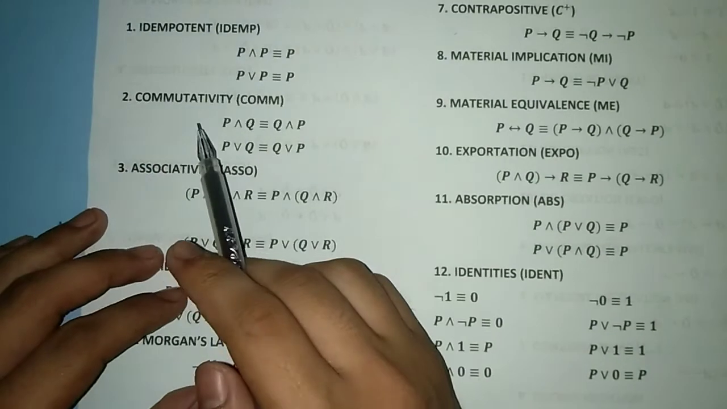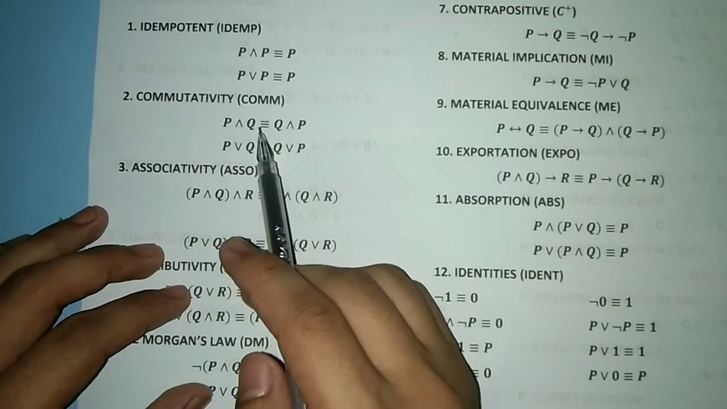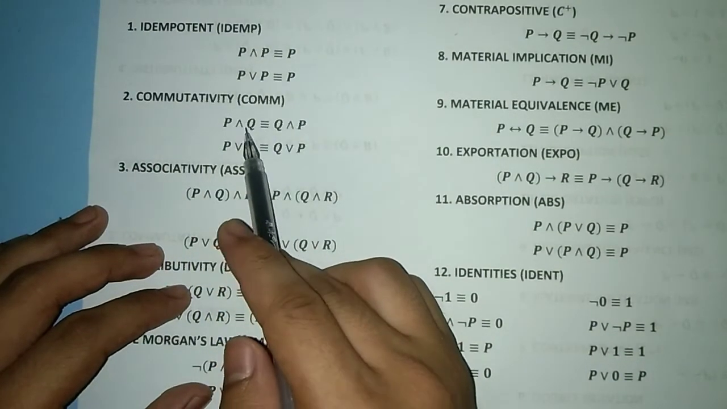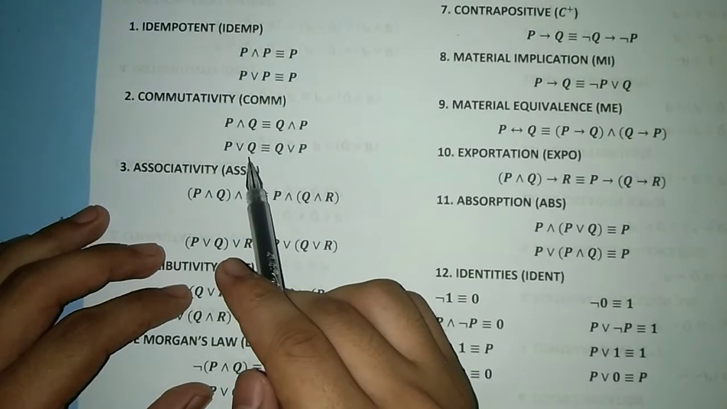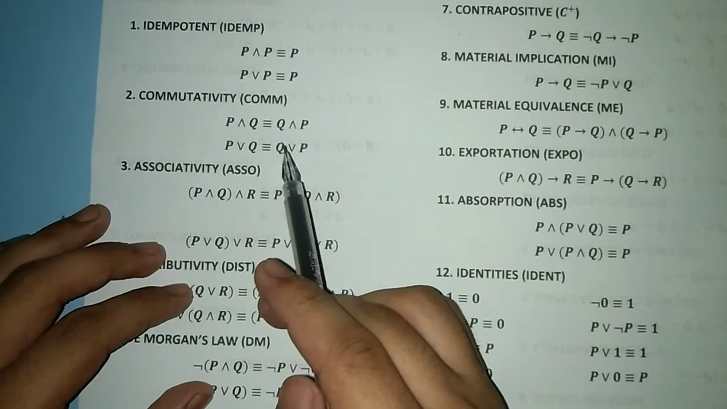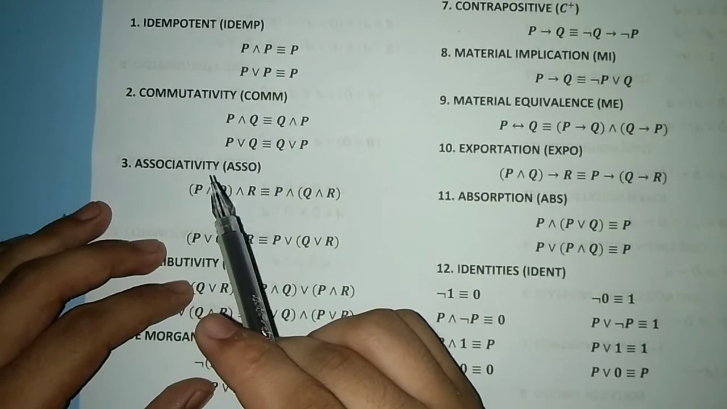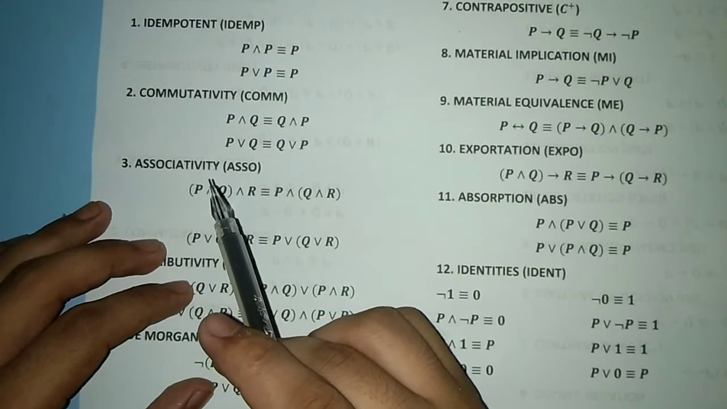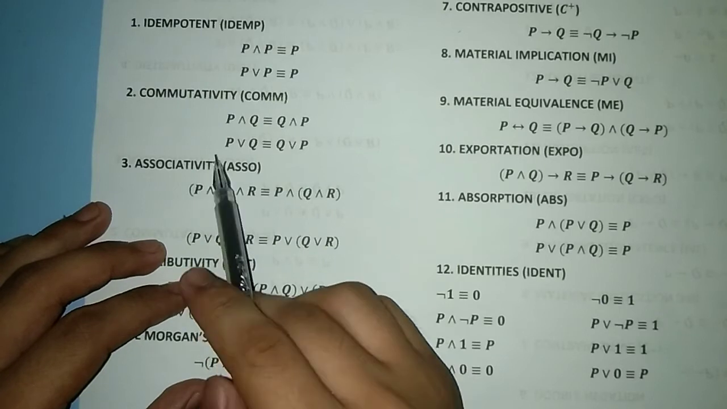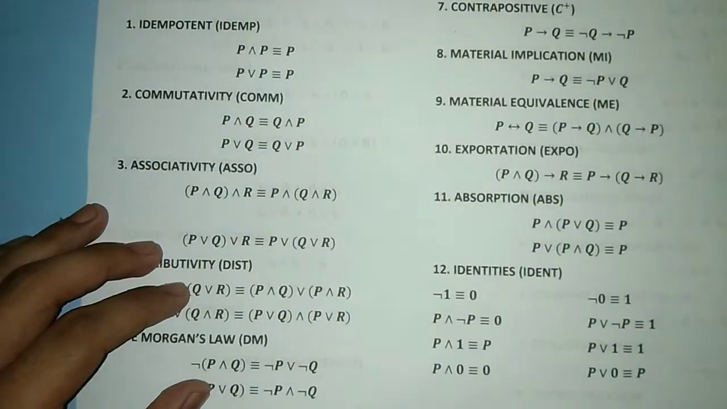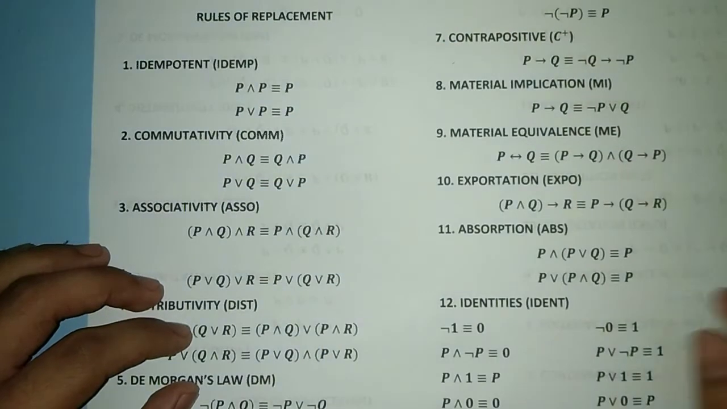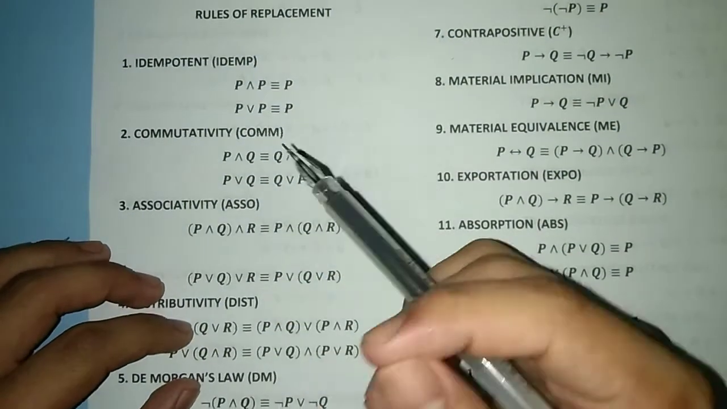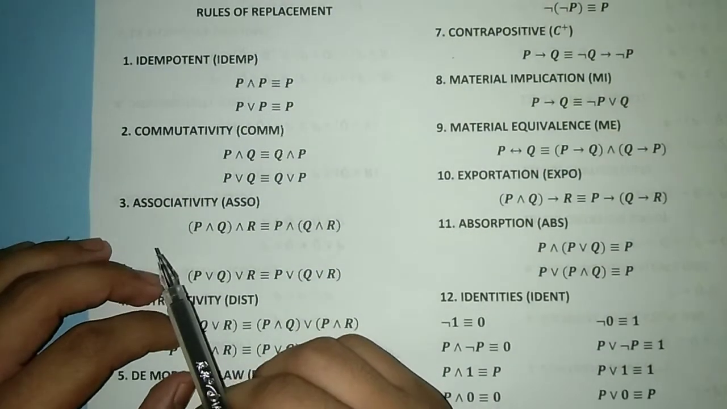So next, we have commutativity or com. So kapag nakita natin yung P and Q, pwede nating pagpalitin yung pwesto, Q and P. So ganun din, P or Q, pwedeng gawing Q or P. Pero sa implication, hindi pwede yung P implies Q palitan natin ng Q implies P. Pagpalitan ng pwesto, hindi pwede yon. Okay? So strict tayo sa pagsunod ng rules of replacement. So kung ano yung logical operator na nandito, ay yun lang yung pwede nating gamitin.